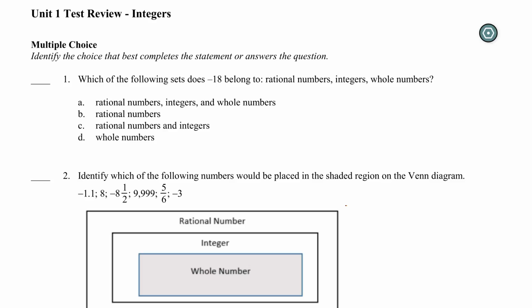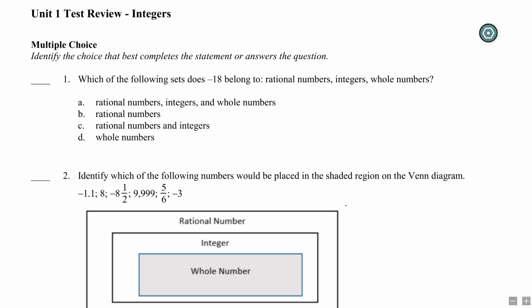And so whole numbers, we know whole numbers are counting numbers plus 0, and our counting numbers are those positive numbers that we learned in kindergarten when we started counting things. 1, 2, 3, 4, 5, and so on, all the way to positive infinity. So those are whole numbers. Integers, as we learned, are whole numbers and their opposites. And then rational numbers are numbers that can be expressed as fractions or terminating or repeating decimals.